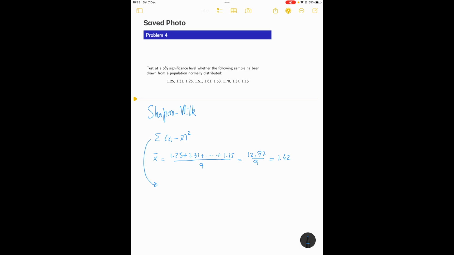To compute this number here, we simply add this difference squared. For example, 1.25 minus 1.42 squared, plus 1.31 minus 1.42 squared, plus all of them up to 1.15 minus 1.42 squared. And I got here, on my calculator, 0.3279. Okay, now we have to compute a little bit more, some multiplications, as I explained in class.